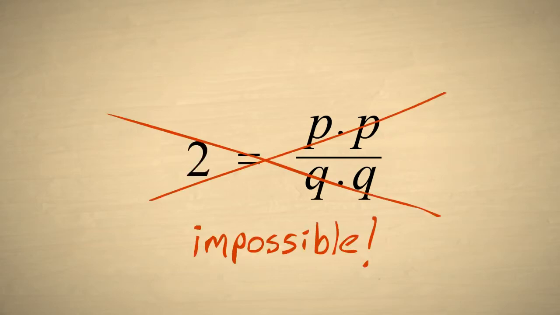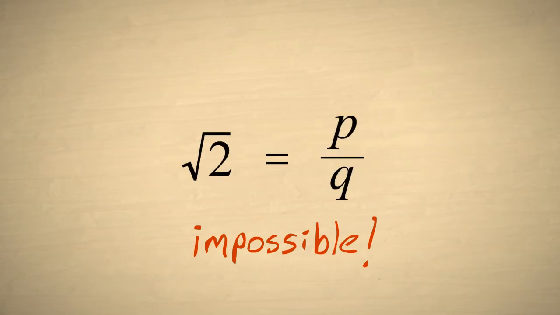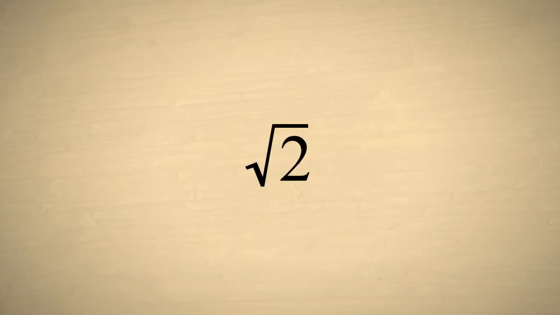Therefore, this is an impossible situation. Our original assumption that the square root of 2 can be represented by the ratio of two integers must be wrong. The square root of 2 must be some value which is not a rational number. A number which is not rational is called an irrational number.